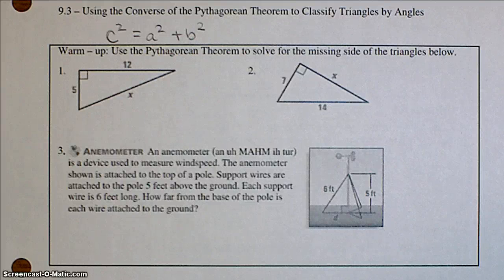Hey guys, this is a recap of section 9.3, using the converse of the Pythagorean theorem in order to classify triangles by their angles. Before we get started, we did a quick little warm-up about just using the Pythagorean theorem, so in case you forgot, it's right here.